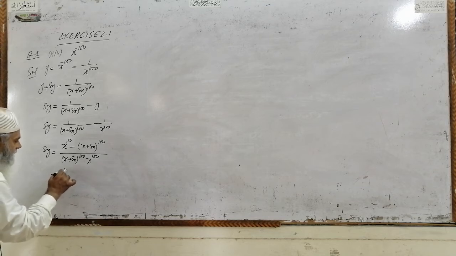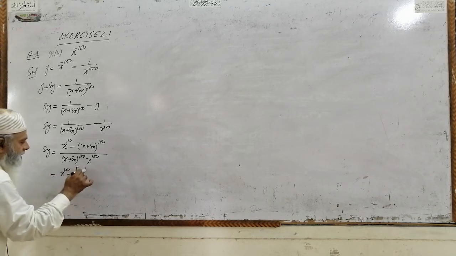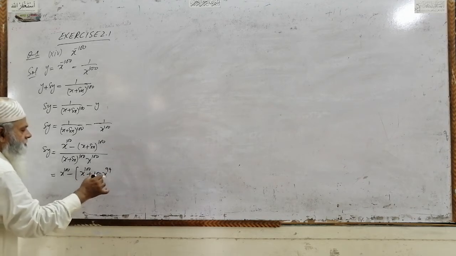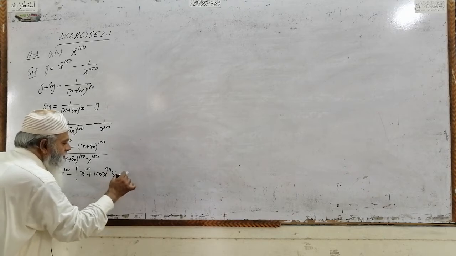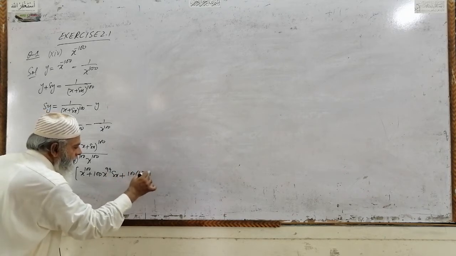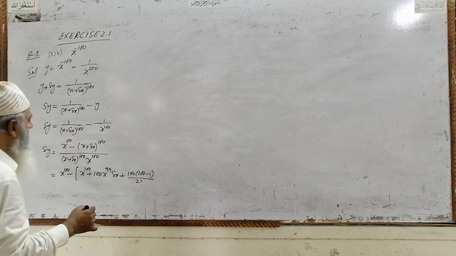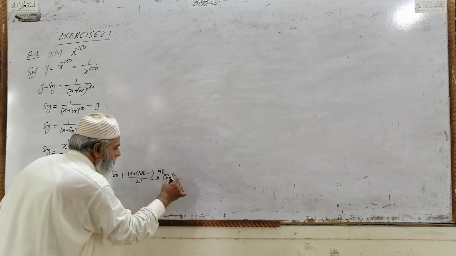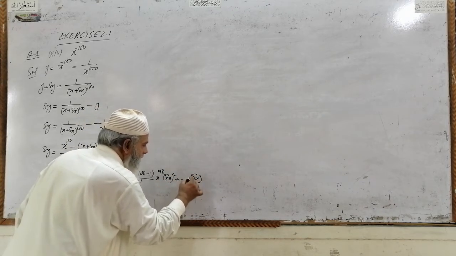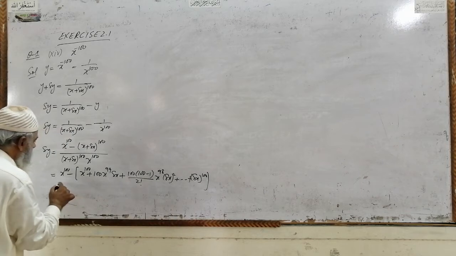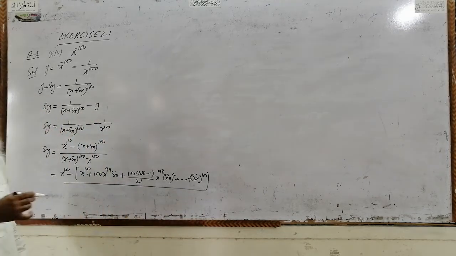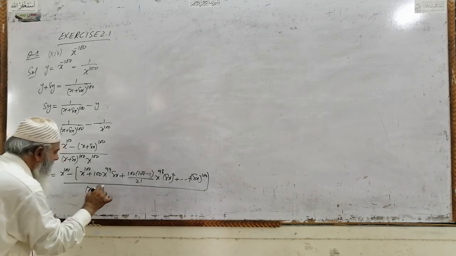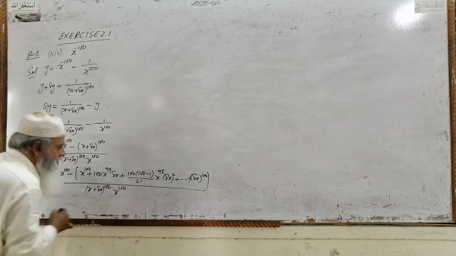This will give us x raised to power 100 minus x raised to power 100 plus 100 x raised to power 99 into delta x plus 100 into 100 minus 1 over 2 factorial x raised to power 98 and delta x raised to power 2, and so on, up to plus delta x raised to power 100. This is by using the binomial theorem. Divided by x plus delta x raised to power 100 into x raised to power 100.